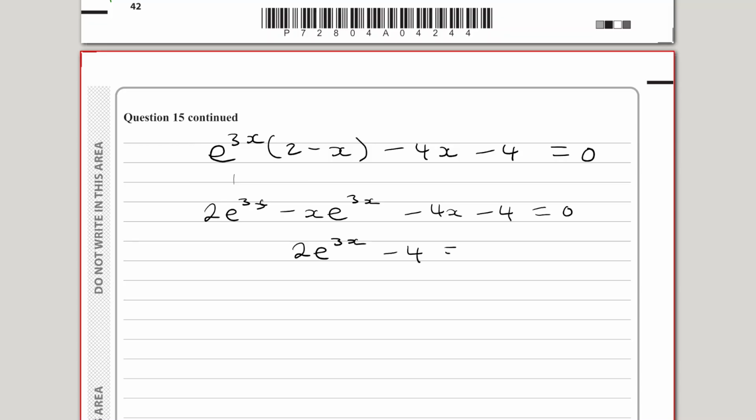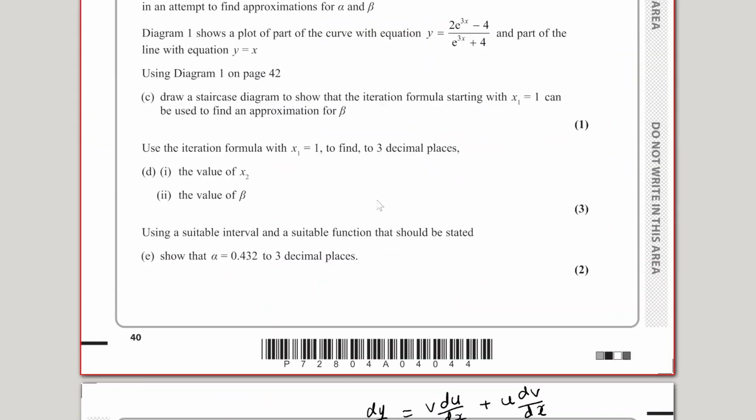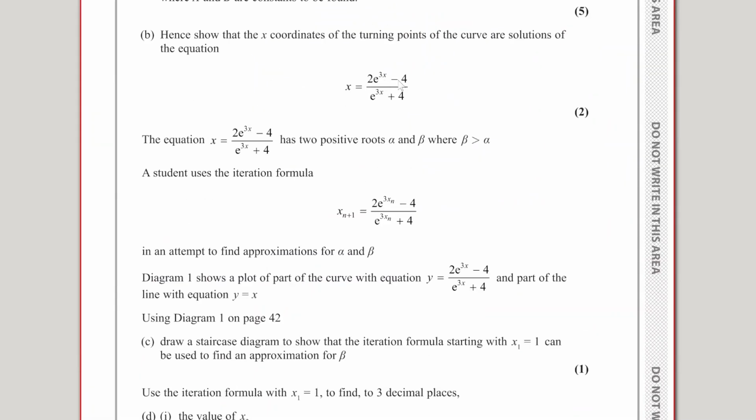2e^(3x) minus 4 equals xe^(3x) plus 4x. And then we can factorize the x out of those two terms. And then divide by what we need to divide by to get x by itself. So x equals (2e^(3x) minus 4) over (e^(3x) plus 4).